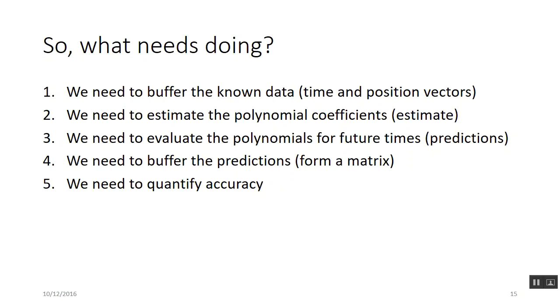So the first thing we need to do is make a trailing buffer to keep however far we want to look backwards to use for the least squares prediction. Maybe we want 20 seconds of data back, right? So we need a 20 sample long buffer for time and a 20 sample long buffer for position.